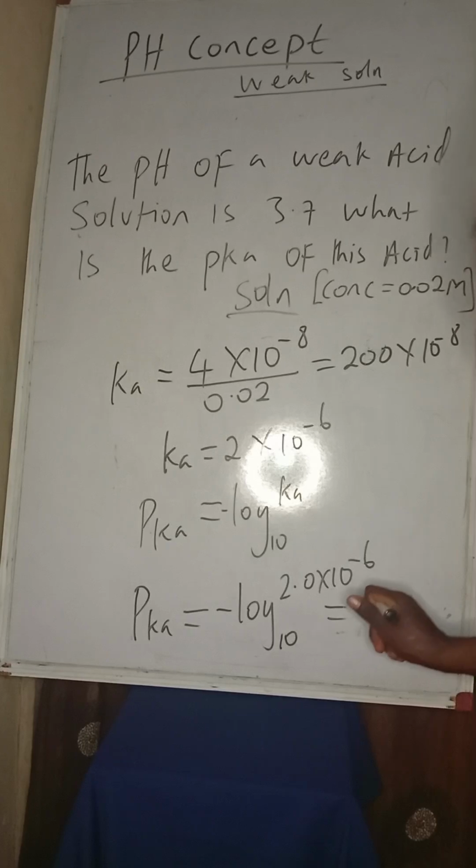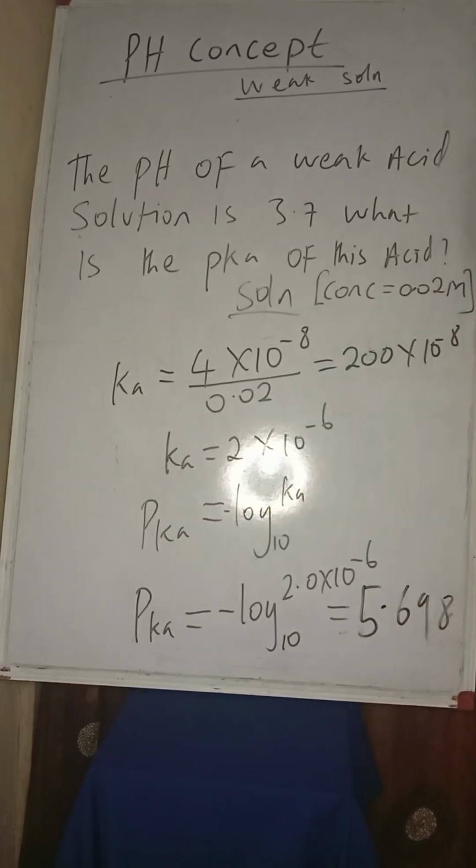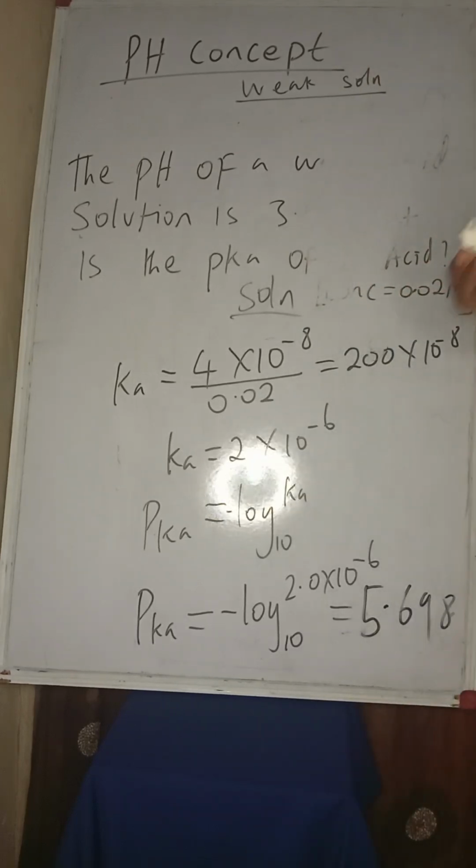Right, the pK is therefore equal to 5.698. So 5.698 is now the pK of the solution. So I will try to solve another question, and I will explain some deeper terms when it comes to weak acids and calculating the pH of their solutions. So I'll try to solve another set of questions.